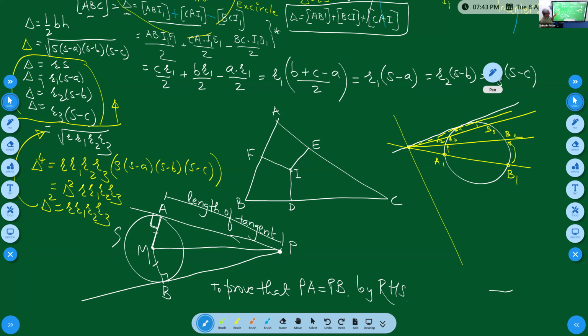Did you understand up to here? Okay, length of tangent. So coming back to this figure, we have an incircle, a circle, and A is a point outside the circle. Therefore, which two segments are equal? AF and AE. B is also outside the circle, so BF is equal to BD. And CD is equal to CE. Lengths of tangent, we have just done that.